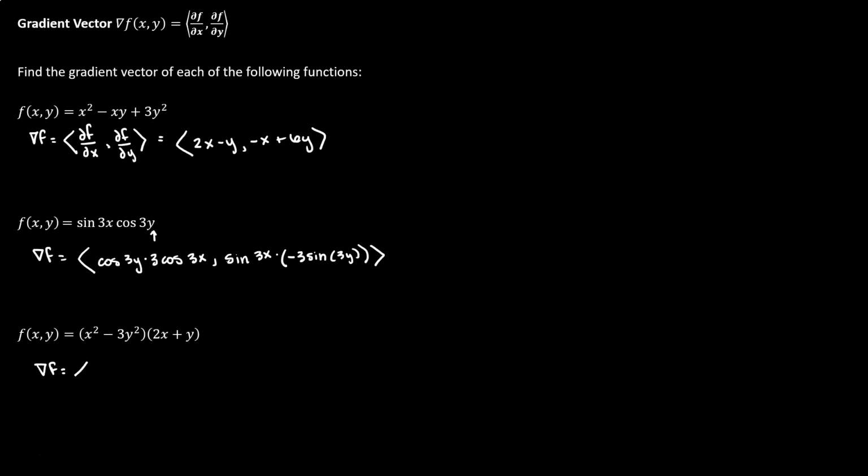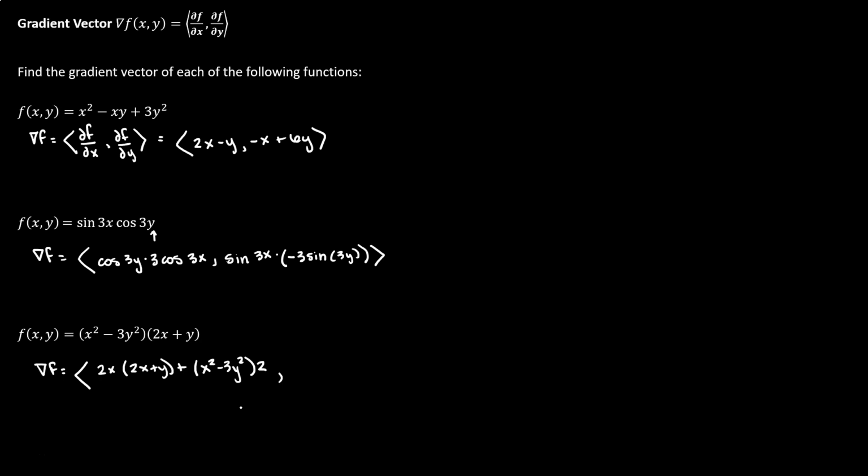I'm going to use the product rule. So with the partial derivative with respect to x for this whole function, I'll take the derivative of my first function with respect to x, so I get 2x times the second guy, plus my first function times the derivative of the second guy. So that's my partial with respect to x.